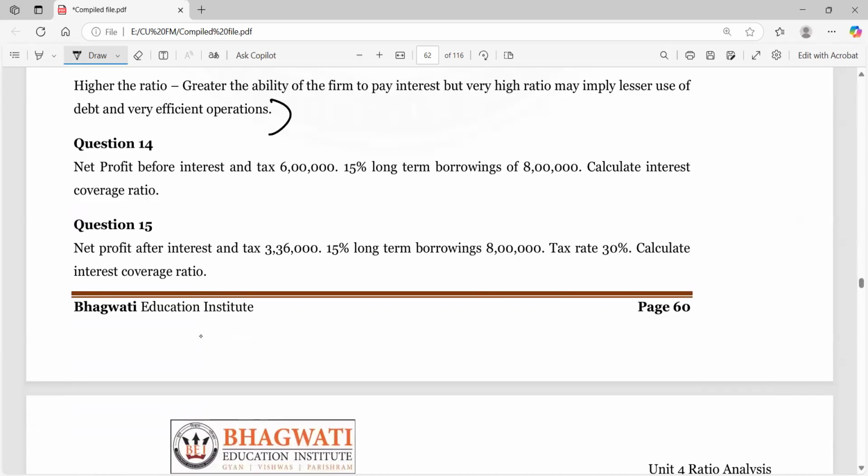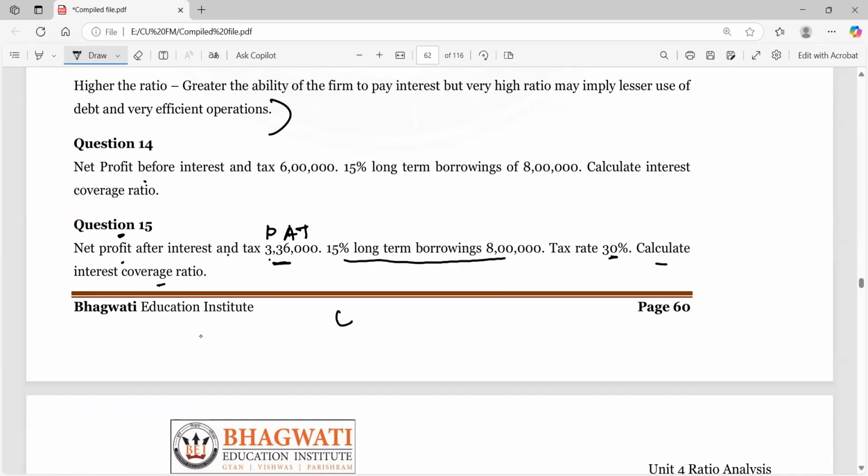Listen, don't solve question number 14. Let's do 15 because both the questions are the same. I have just twisted the numbers a little bit. Look at question number 15. Net profit after interest and taxes is 3,36,000, which is your profit after tax. There is a 15% long-term borrowing of 8 lakh rupees. Tax rate is 30%. Calculate interest coverage ratio.